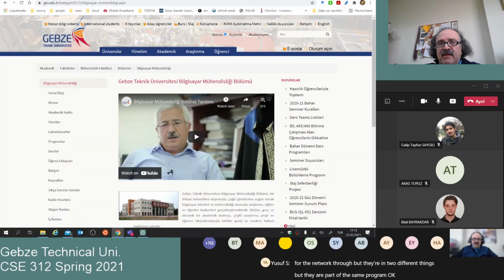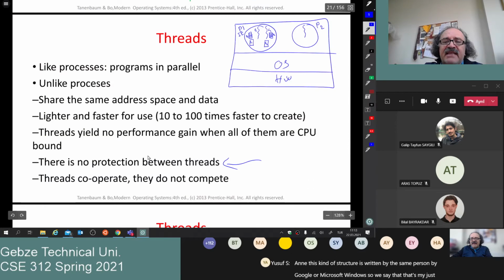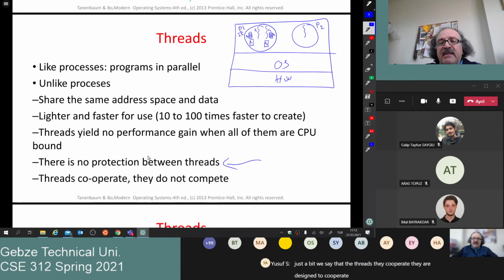This kind of structure is written by the same person, by Google or Microsoft, whatever. So that's why we say that the threads cooperate. They are designed to cooperate. They are not designed to compete. Usually the processes compete for the CPU. The processes think that I have the whole computer, I have the whole address space for me, and I have the whole CPU for me, and I will use the CPU and the memory the way I want.